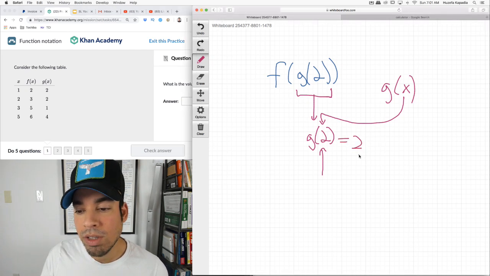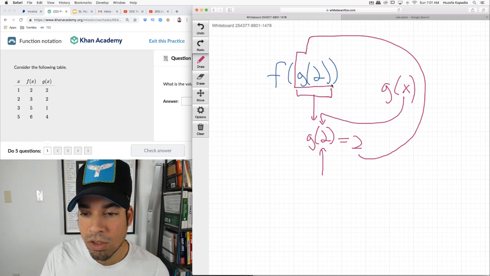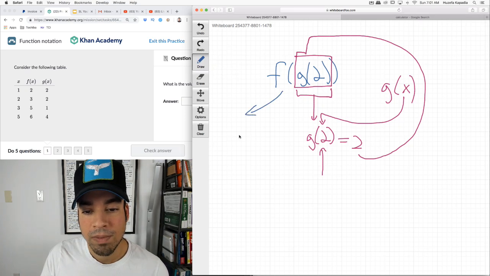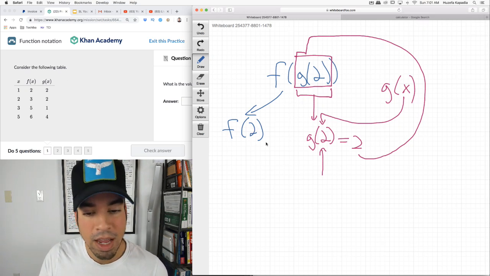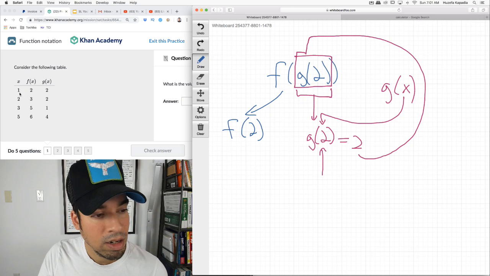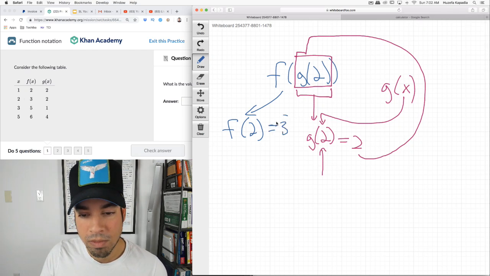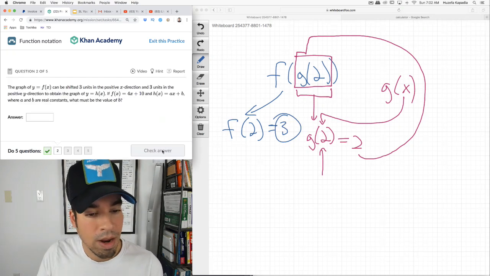Okay, now we know that g of 2 is 2. So now we're plugging that in for this quantity, which means we're now taking f of 2, because g of 2 equals 2. So what does f of 2 equal? Well, now we go back to the table again. Here's 2. What is f of 2? Here are all the values of f of x. f of 2 is right here, it's 3. And there we go. Boom. All right, next.